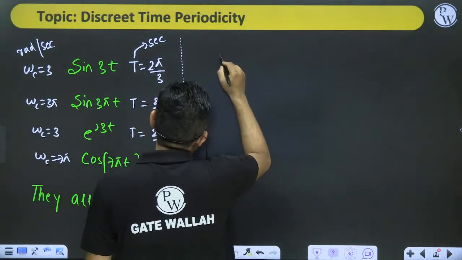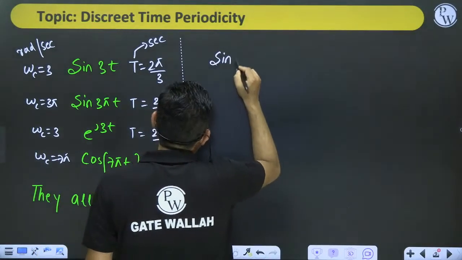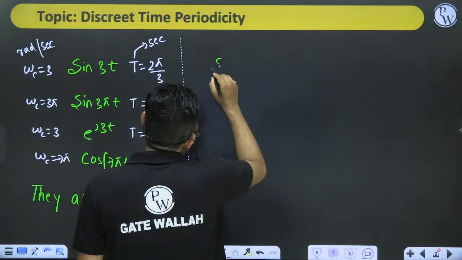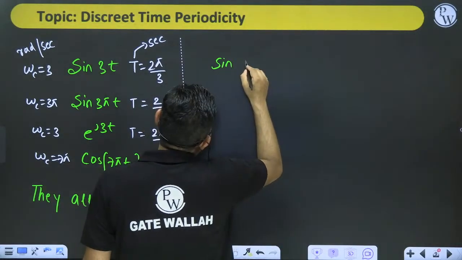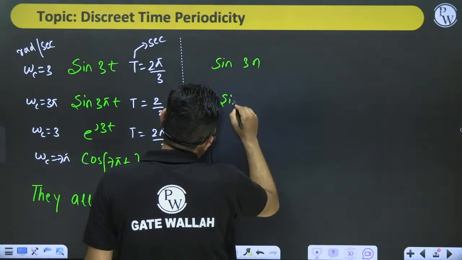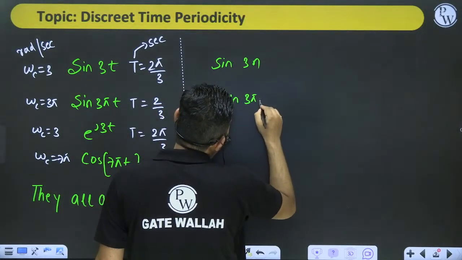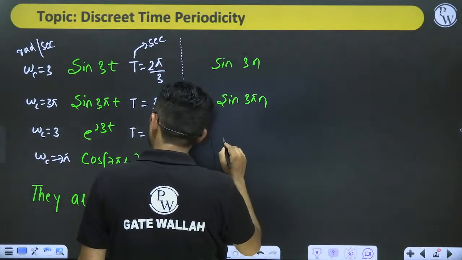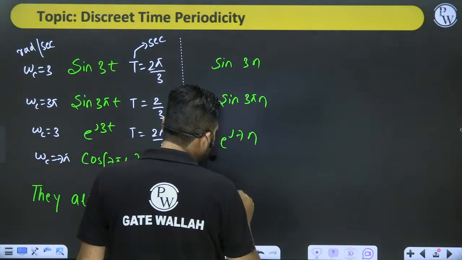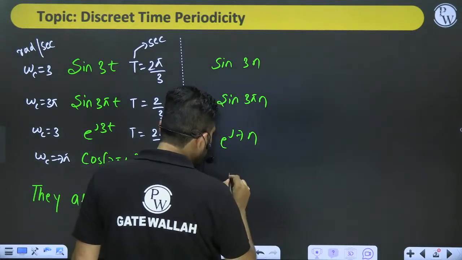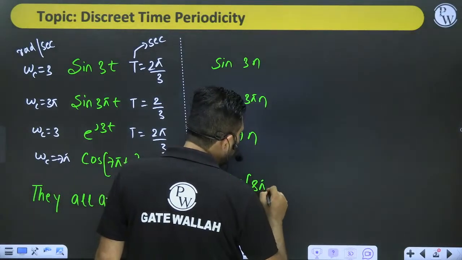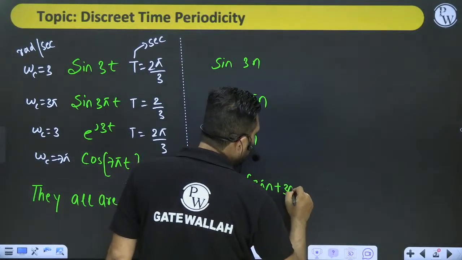See, if I consider sine 3n, sine 3 pi n, e to the power j 7n, and let's say cos of 8 pi n plus 3 pi by 4.